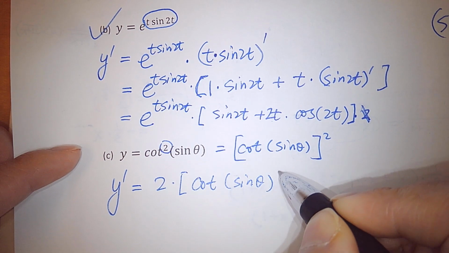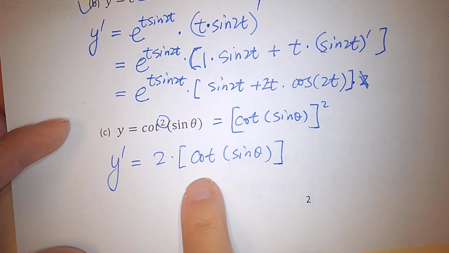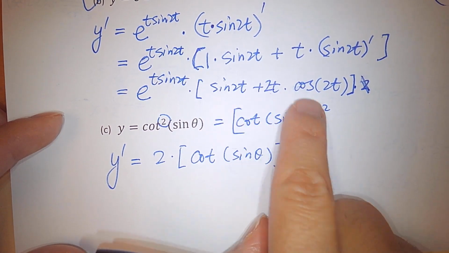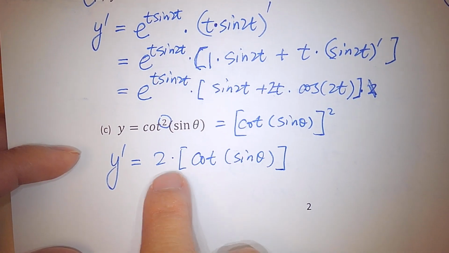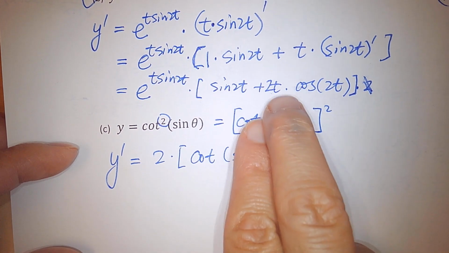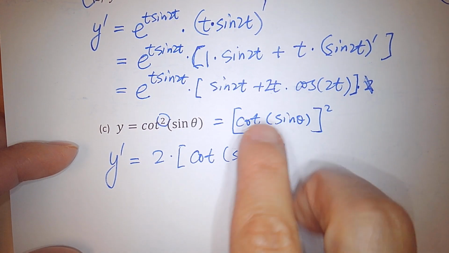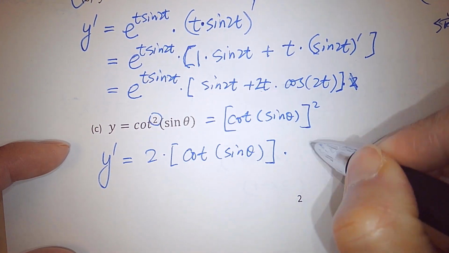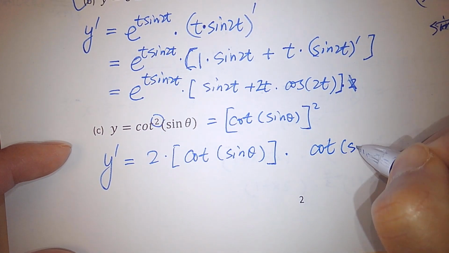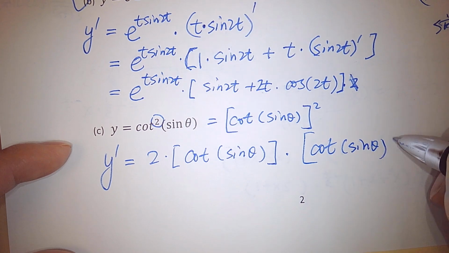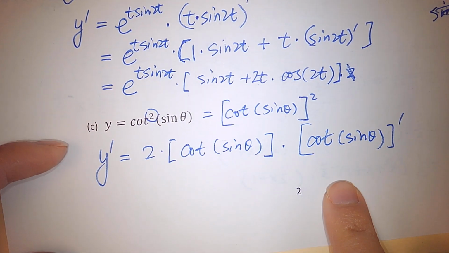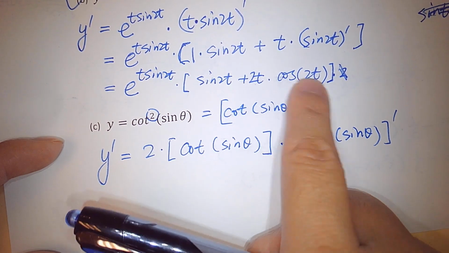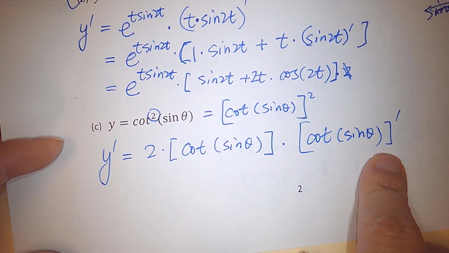Whatever is the base of the square. So 2 times of this, okay? However, by using chain rule, we have to compute the derivative of this inner part, right? So multiply by the derivative of cotangent of sin. What do you think? This is chain rule, right? Differentiate the outer layer and then times by whatever is left, okay?